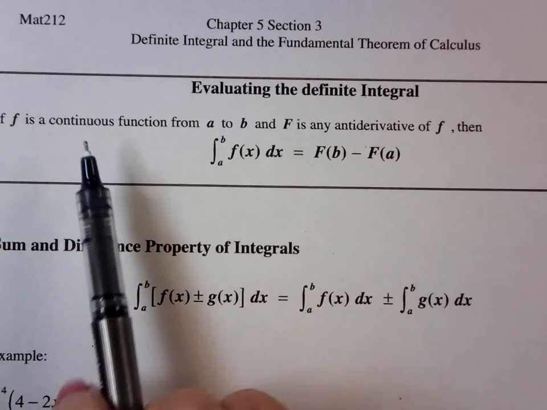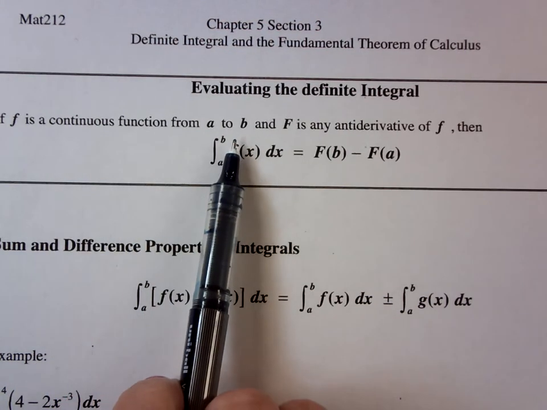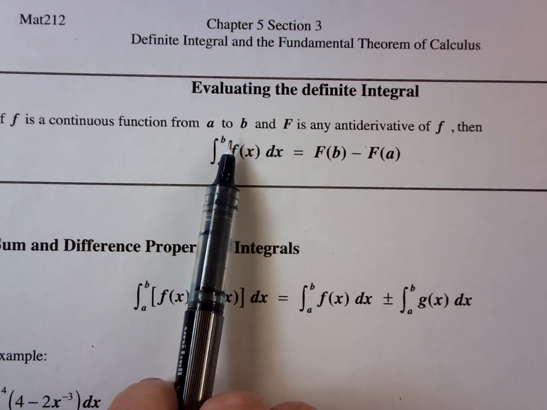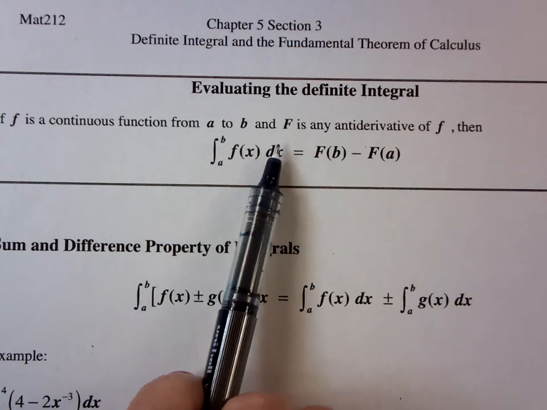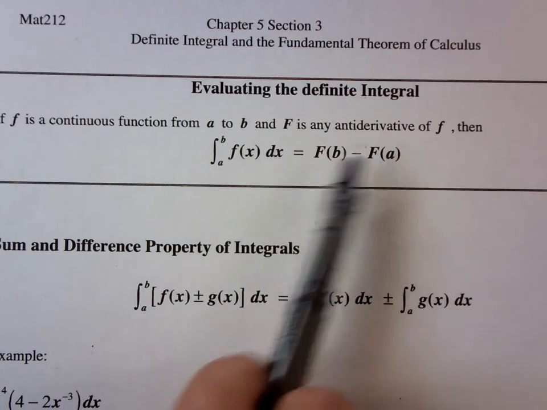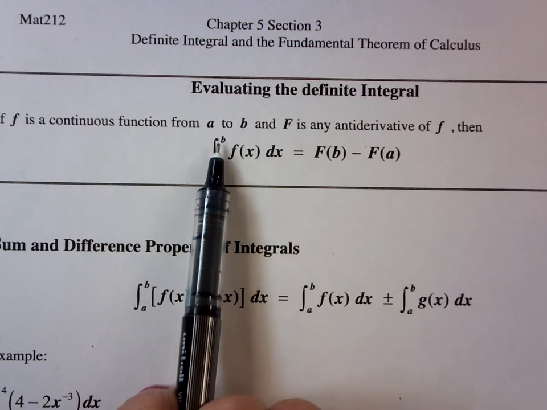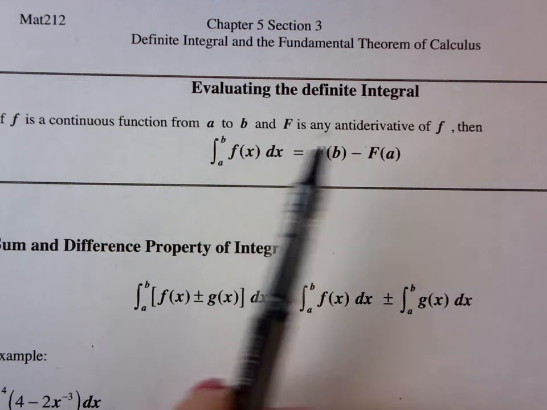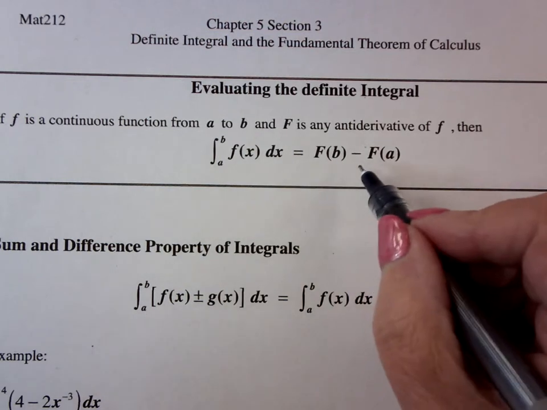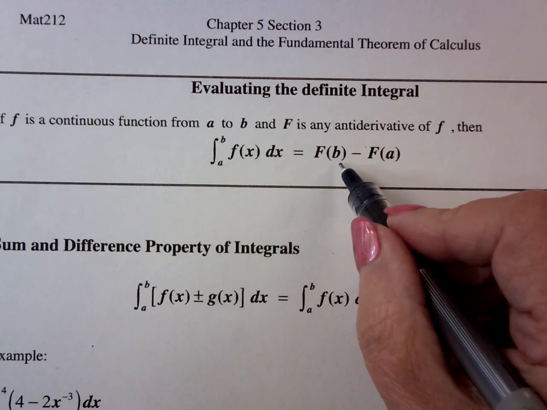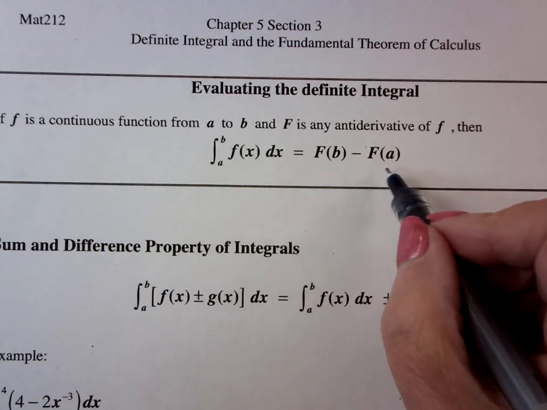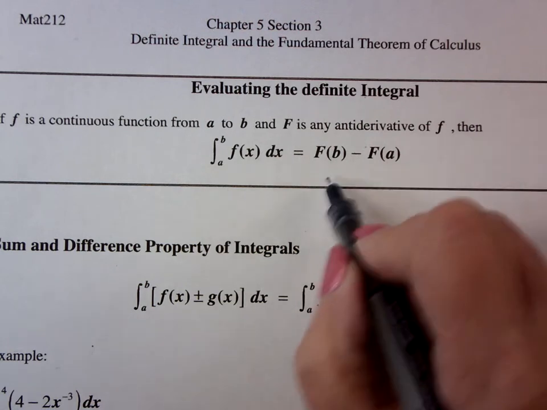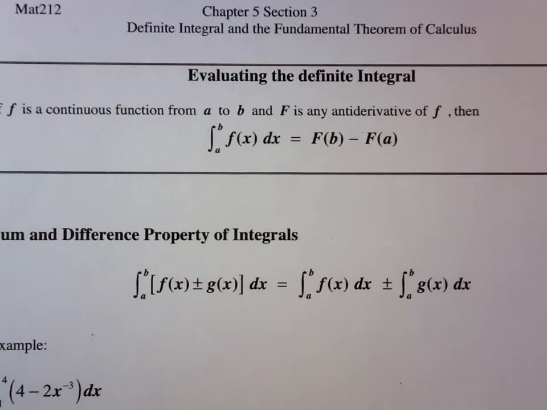And it says this: f is a continuous function from a to b. That means it can be continuous outside of a and b, but has to be continuous inside. And if F is any antiderivative of little f, then the integral from a to b of f of x dx is the antiderivative evaluated at b, subtract the antiderivative evaluated at a. So this big F is the antiderivative.